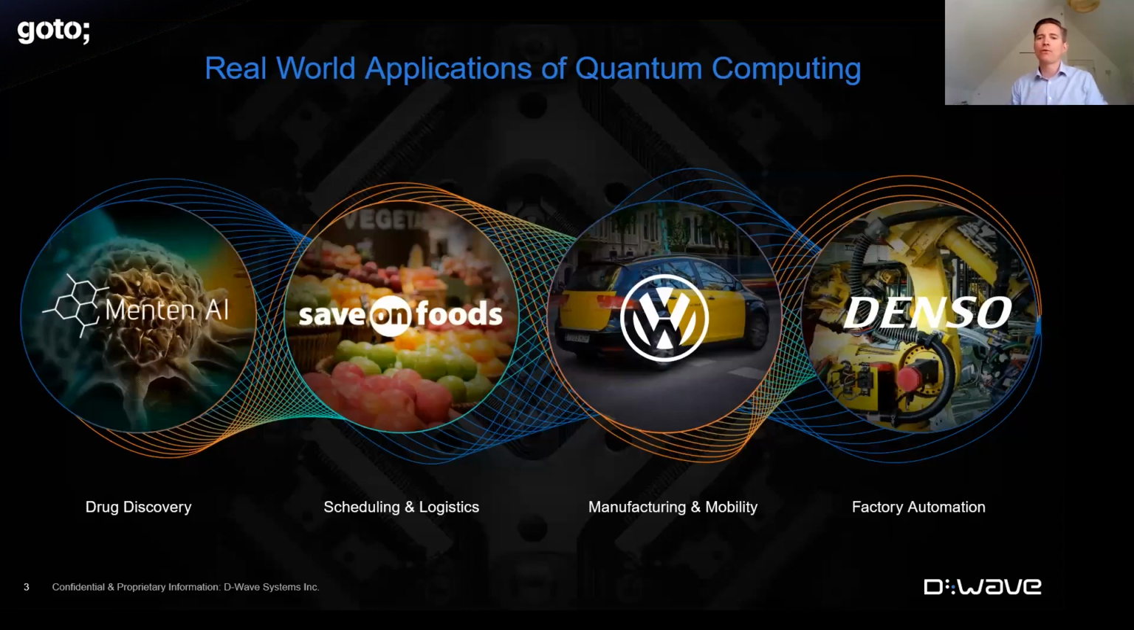So let's bring this to some real world applications. Here are 4 companies who are actually working with our quantum computers today to solve problems, and I'll go through each of them.